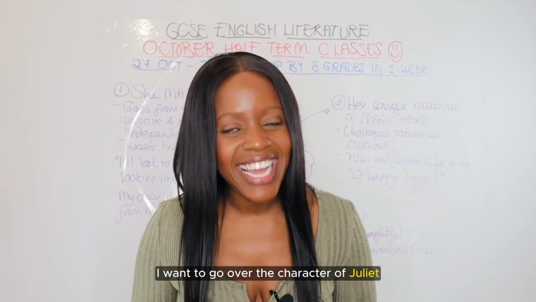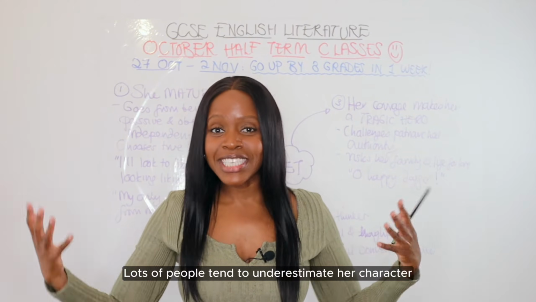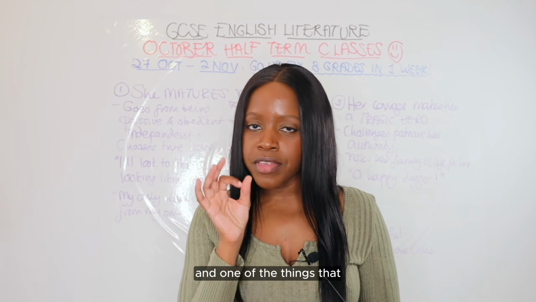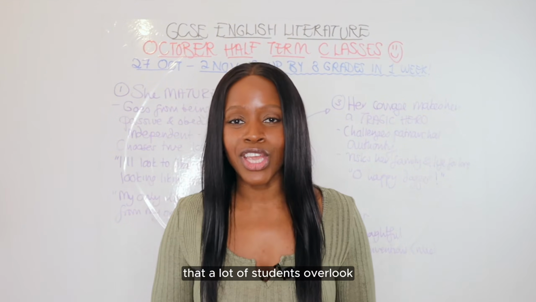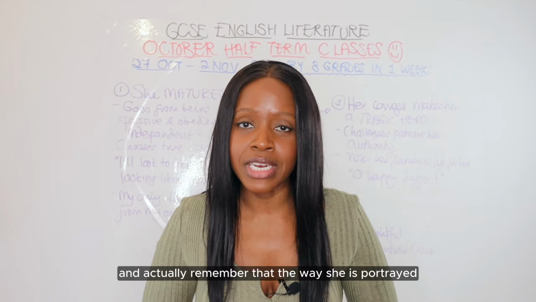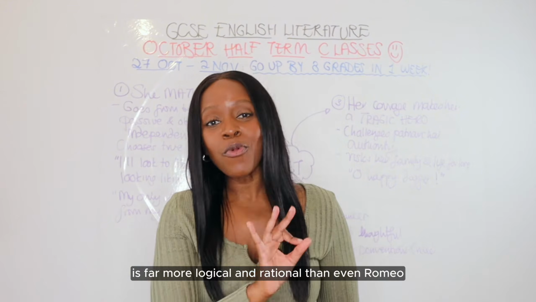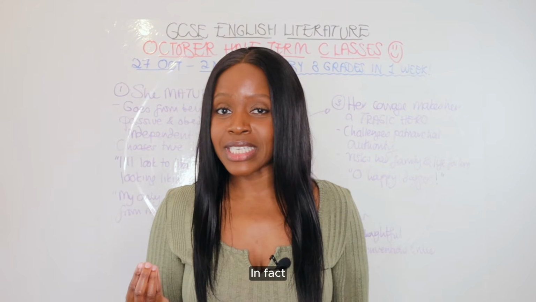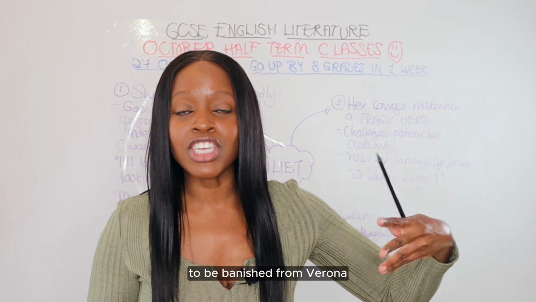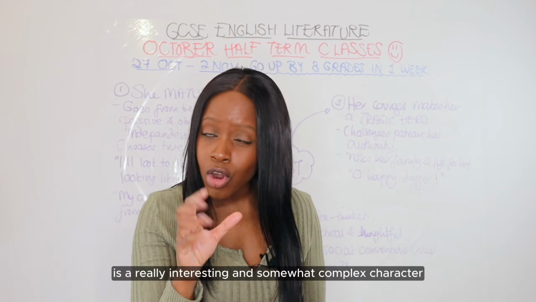Now, I want to go over the character of Juliet in Romeo and Juliet. Lots of people tend to underestimate her character and really present her as just this love-struck teen. And really, one of the things that a lot of people overlook is the complexity in her character. Remember that she is portrayed as being very practical, quite intelligent and quite logical. She actually is far more logical and rational than even Romeo himself. In fact, Romeo, who acts on his emotions, this is what leads him to eventually be banished from Verona, okay? So Juliet actually is a really interesting and somewhat complex character.